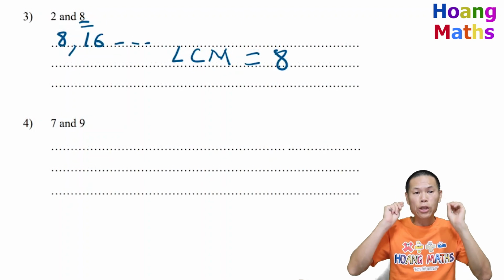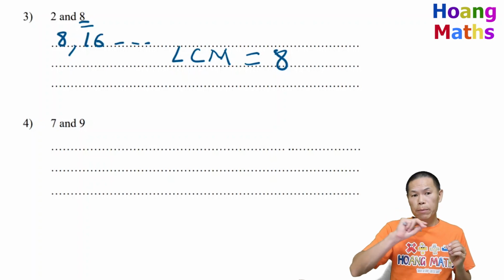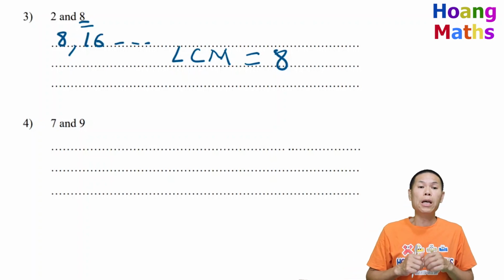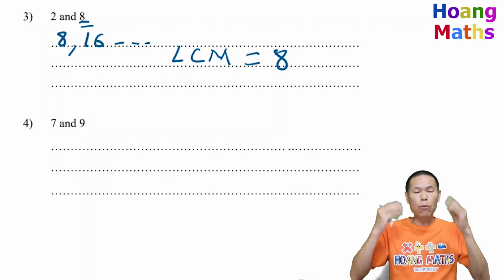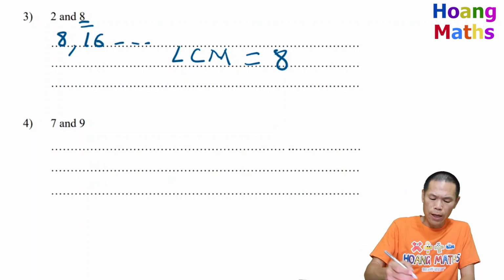To work out the lowest common multiple of 7 and 9, we can either list the multiples of 7 and multiples of 9 until we find the common numbers. Otherwise, we can just list the multiples of 9 out, and then we see the number that is also a multiple of 7. That will give us the lowest common multiple of 7 and 9.